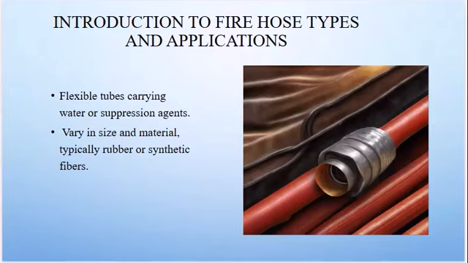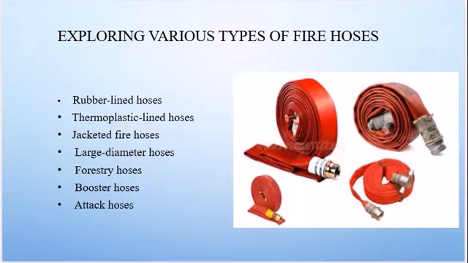Fire hoses are flexible tubes carrying water or suppression agents, varying in size and material. Common materials include rubber and synthetic fibers. Understanding different hose types is essential for effective fire response. Regular assessments ensure that hoses are suitable for specific applications. Training staff on hose types enhances overall fire safety management. Exploring various types of fire hoses.